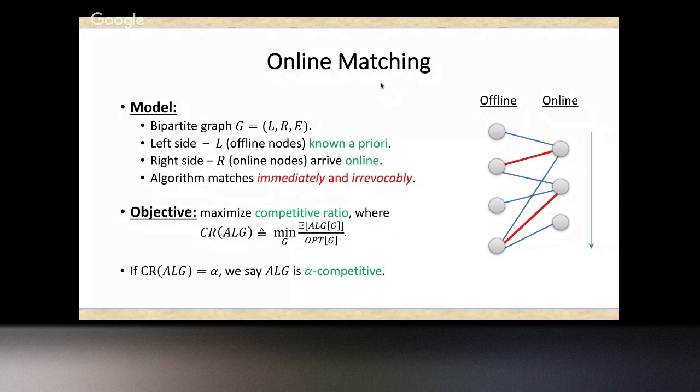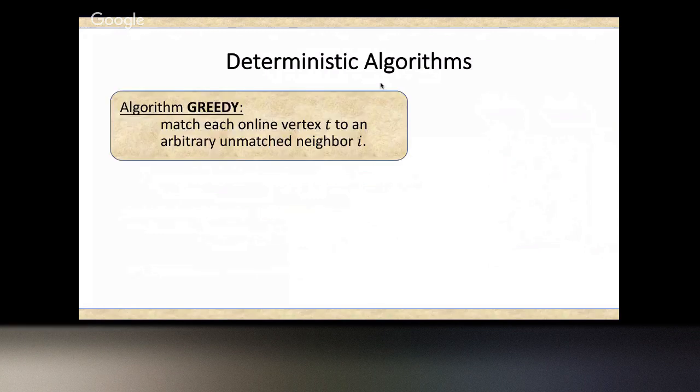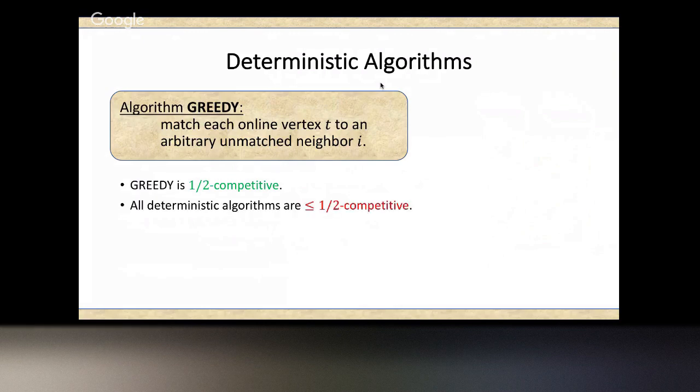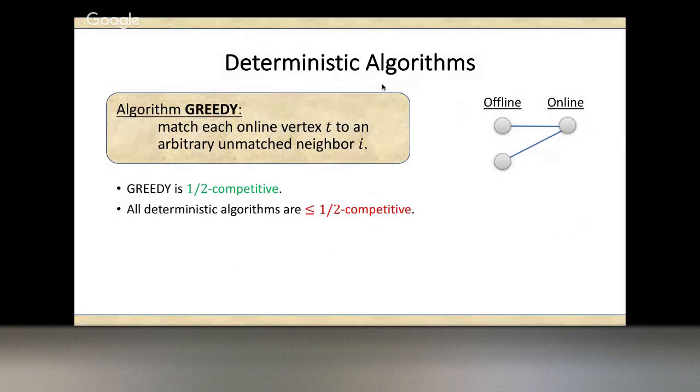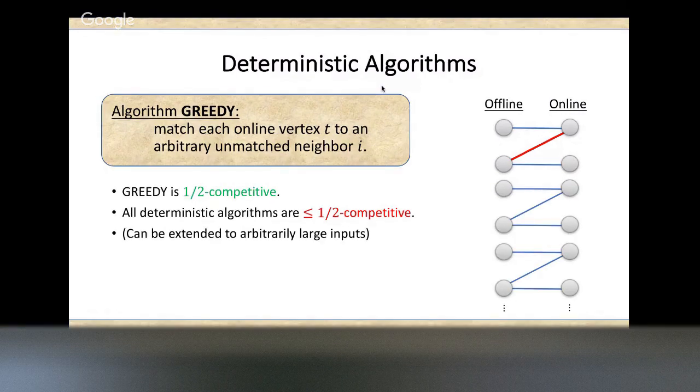Let's start considering some algorithms for the problem, first deterministic ones. The first deterministic algorithm you'd think of, and indeed for anything, is just greedy, which in this terminology means match each online vertex to some arbitrary unmatched neighbor. This clearly outputs a maximal matching, so it's at least 1/2 competitive. Unfortunately, no deterministic algorithm can be better than 1/2 competitive, as the following very simple example shows. Say one online node shows up, neighbors 2 offline vertices. Without loss of generality, the deterministic algorithm matches along the diagonal. And now an online node shows up and is only interested in the one matched. Of course, you can extend this to arbitrarily large inputs. So 1/2 is really the answer.